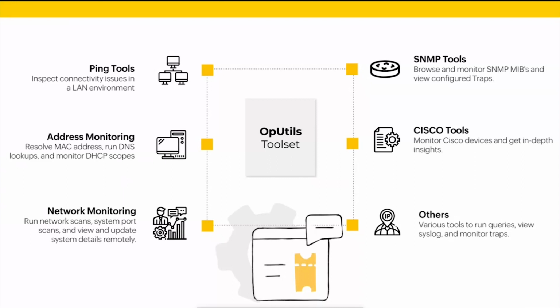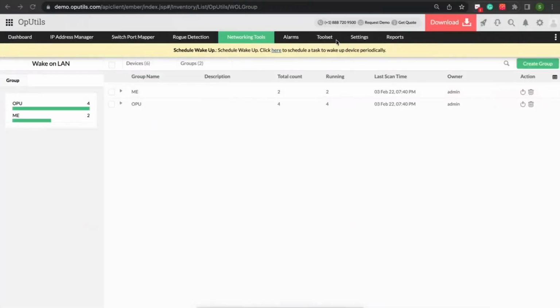We also have the address monitoring tools that helps you get a good idea of your network address space. We then have the network monitoring tools, such as the network scanner and port scanner, which helps you get a good idea of the different components or nodes in your network. And then OpUtils also has a built-in SNMP toolset that is quite comprehensive, and it can help you get a good idea of the different monitored SNMP MIBs, their configured traps, and so on. We also have Cisco tools and a bunch of other tools. So let's have a look at them in the console.